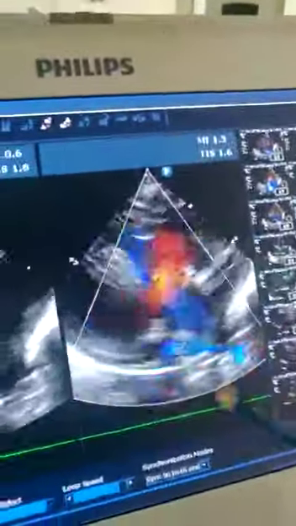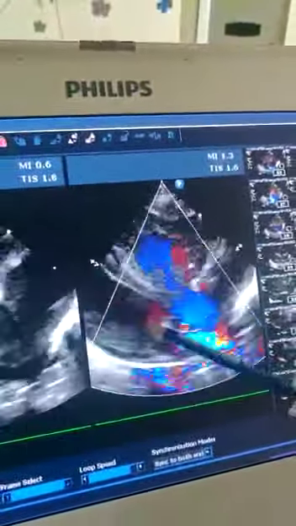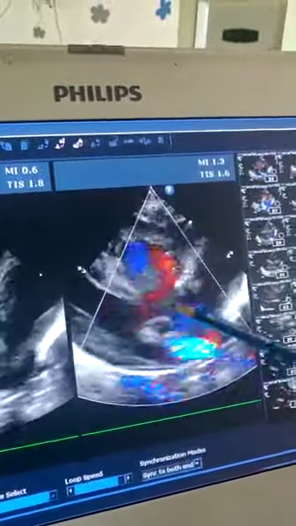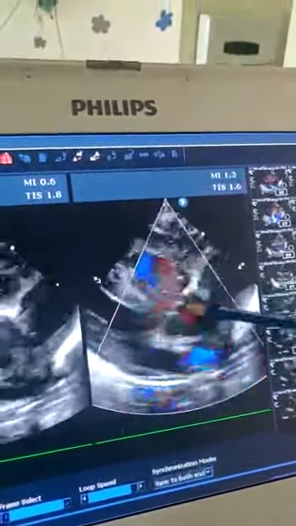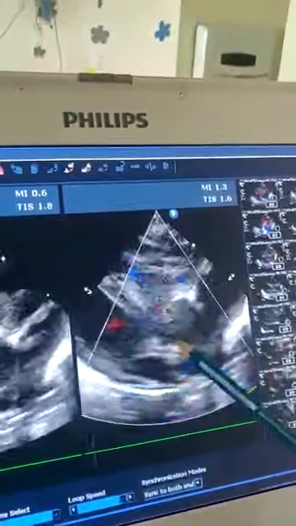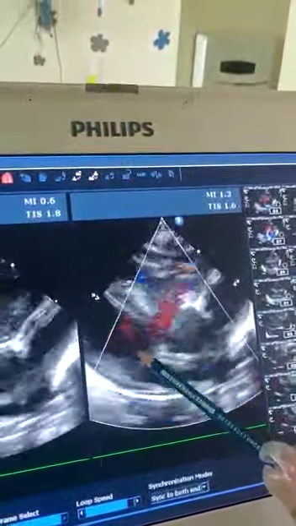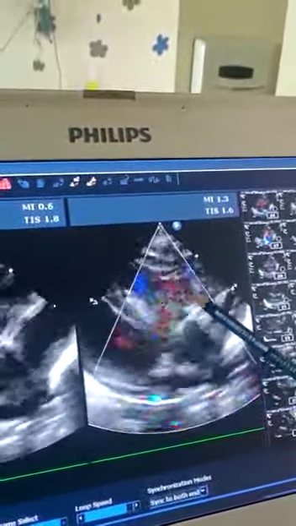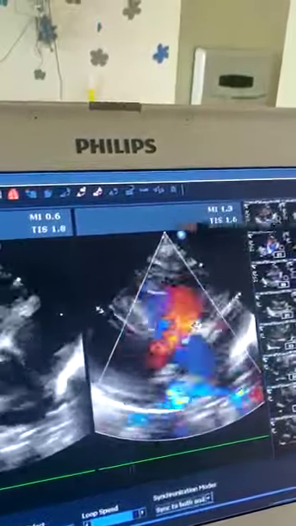You can appreciate the flow here on the color Doppler. What's happening here is across the VSD you can see two flows, the red jet and the blue jet. The red jet is the one going from the left ventricle to the right ventricle. How do we know it is going that way? Because it is a marker.